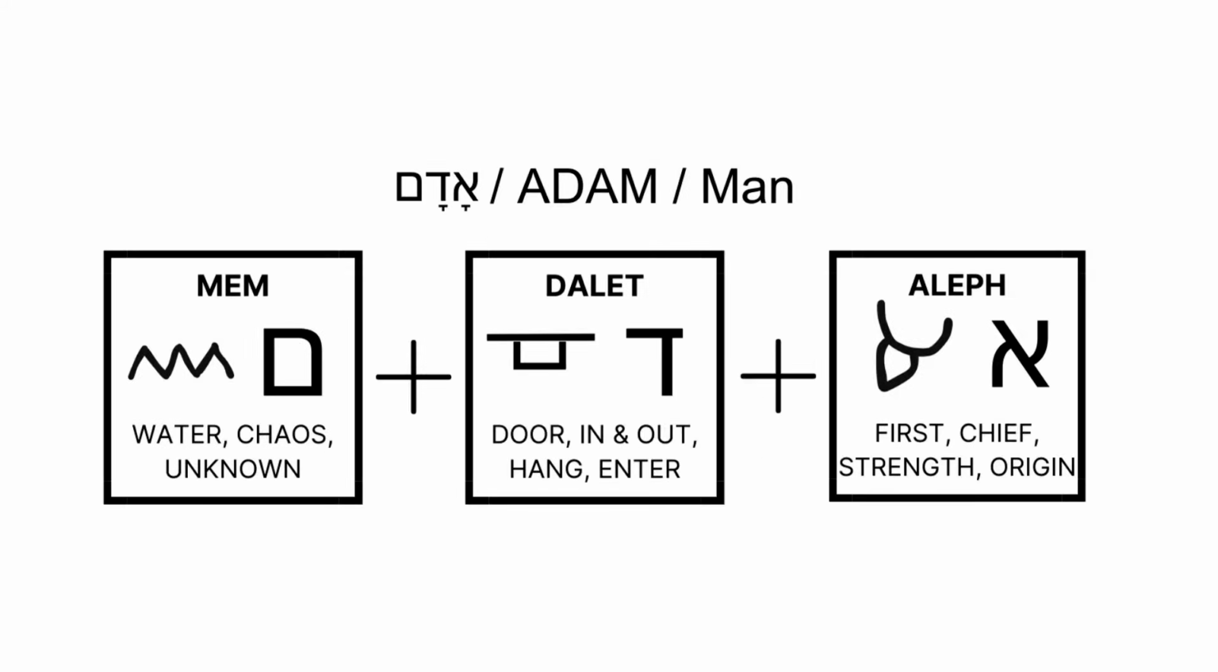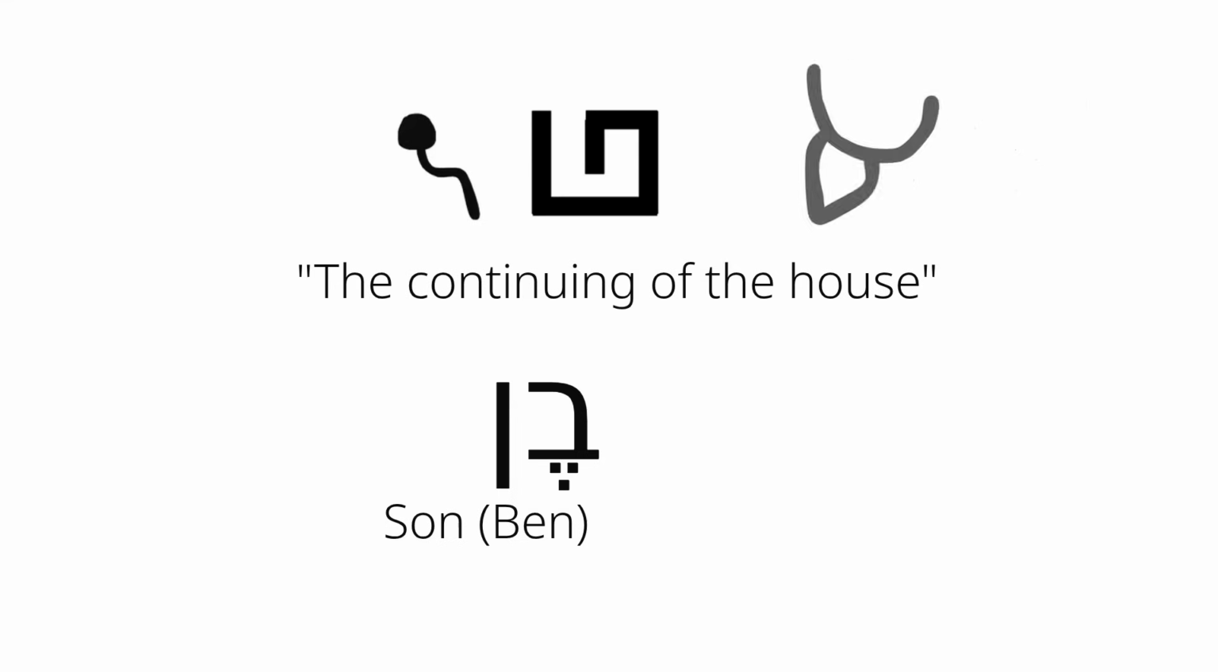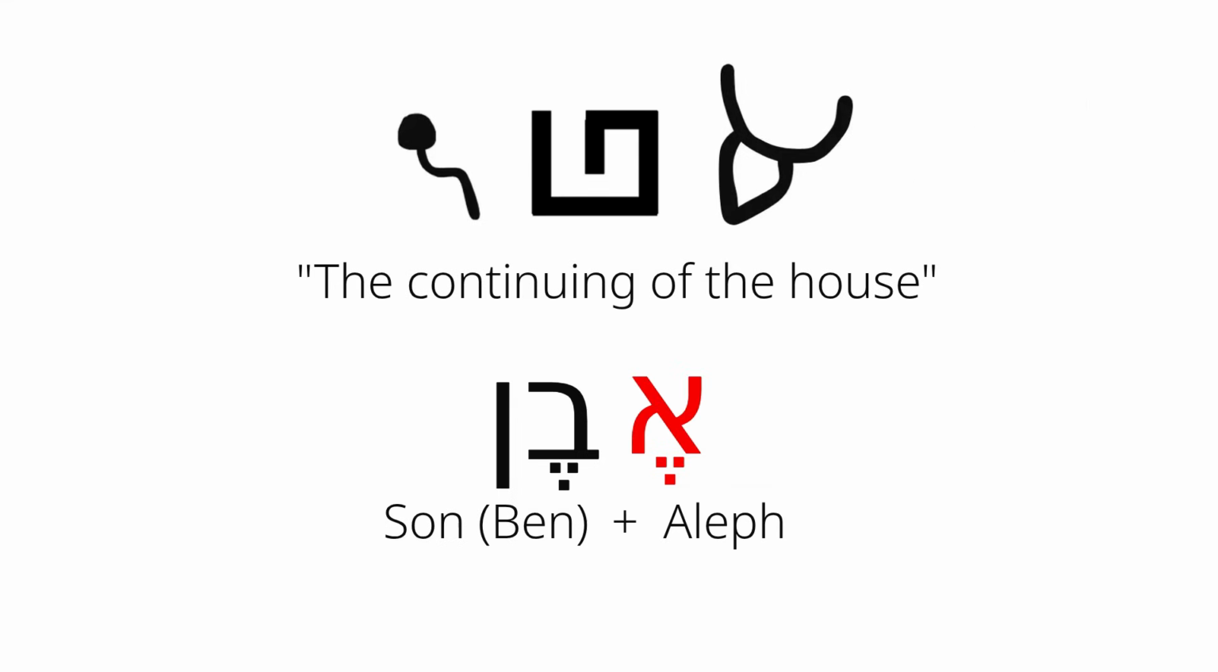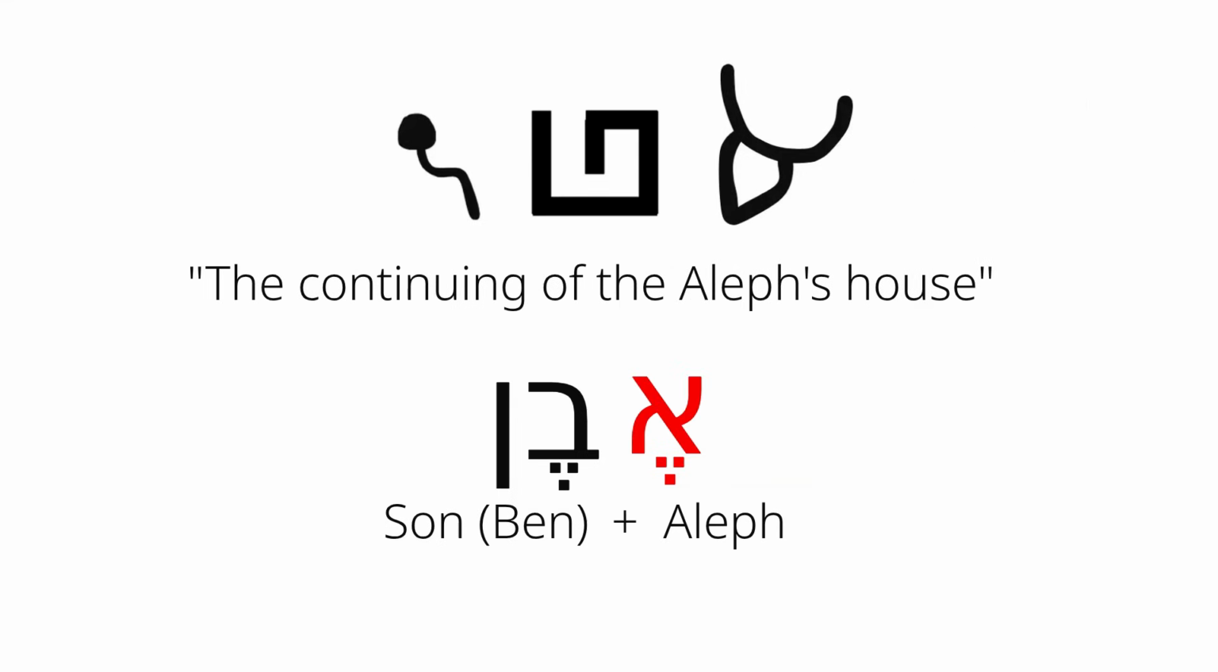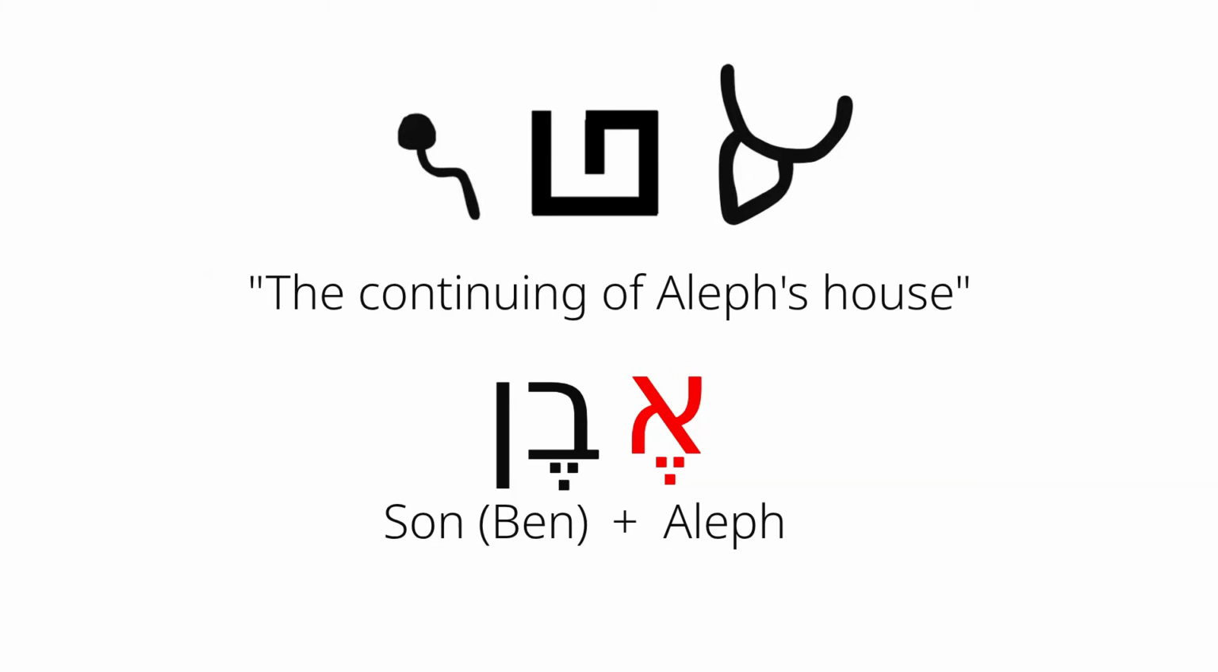By adding the Aleph to the word Dam, meaning blood, we found Adam, which means man or mankind. And it tells us that mankind has the blood of the Aleph. Now, let's add the Aleph to the word Ben. By adding the Aleph, we get Aleph's house continues, which is the continuing of God's house, and that comes through his son.